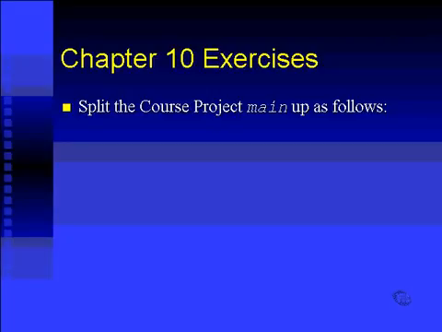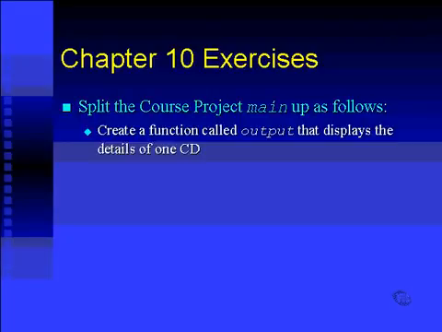You would typically break that up into smaller and smaller chunks. So, here are the chunks that I want you to break it up into. I want to create a function called output that displays the details of one CD. You will need to pass in the details of that particular CD. In other words, you'll need to pass in the artist and the title and the number of tracks and whether it's an album or a single and the price. You'll have to pass in all of those things and then you'll have to display them accordingly. Shouldn't be too difficult.